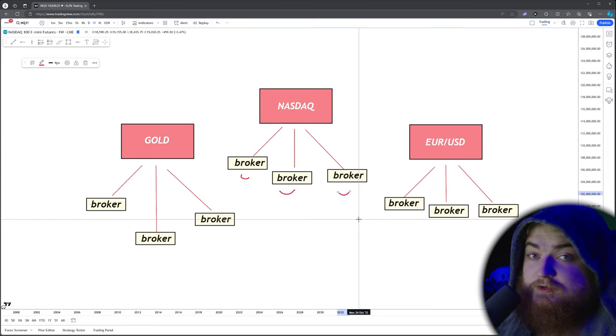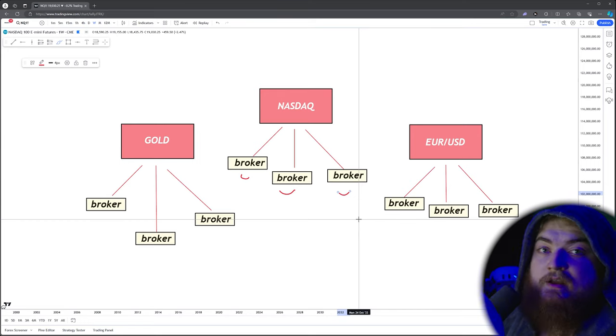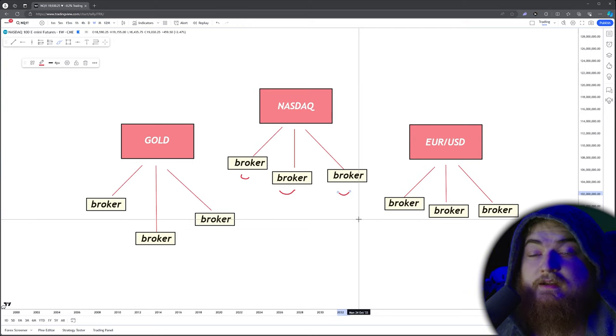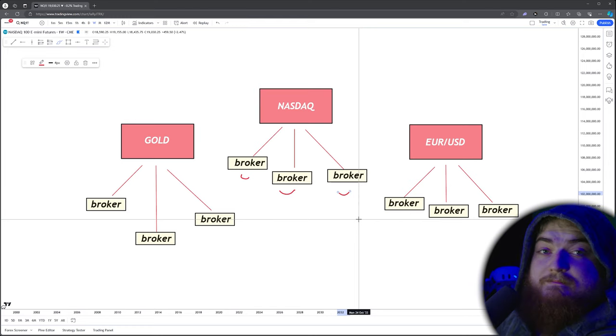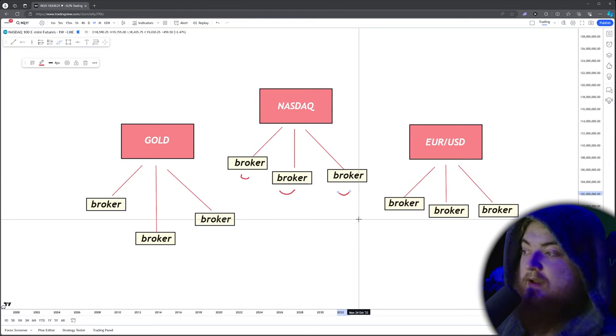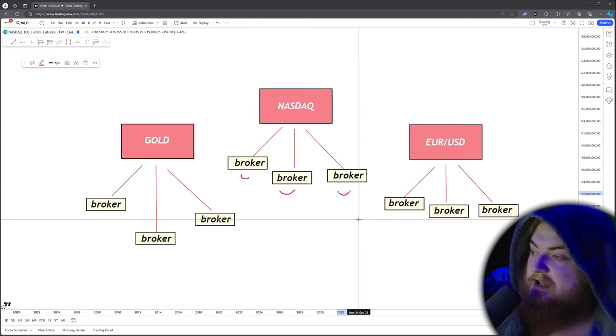Which one is the source of truth? Which one is the main one that everything else is following, rather than you trading one of the branch ones that is following something else, okay? Because if you're trading the main one that everything else is following, then and only then is your technical analysis going to work to its full capacity.